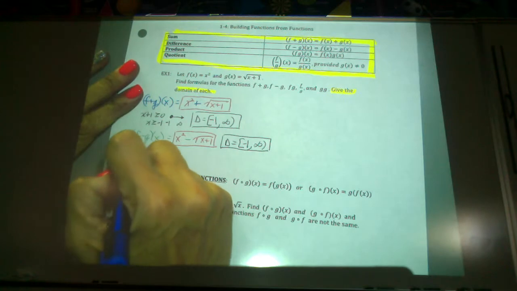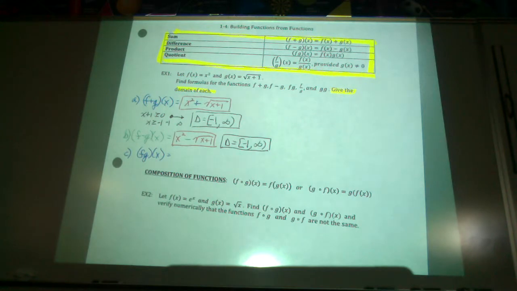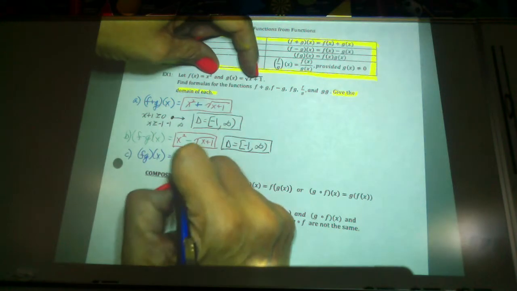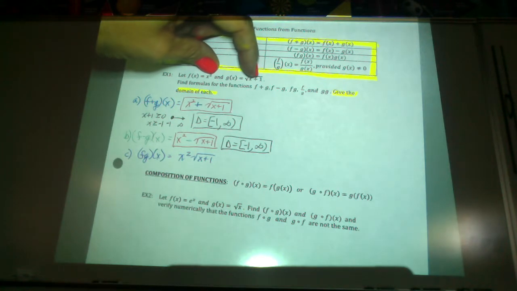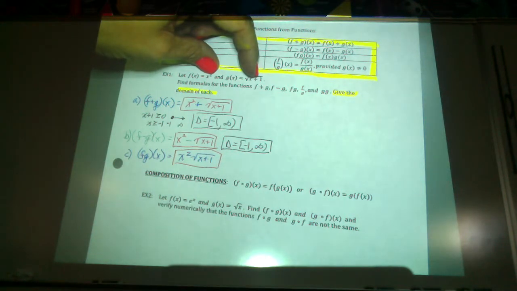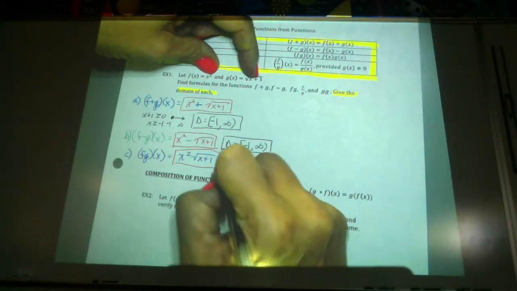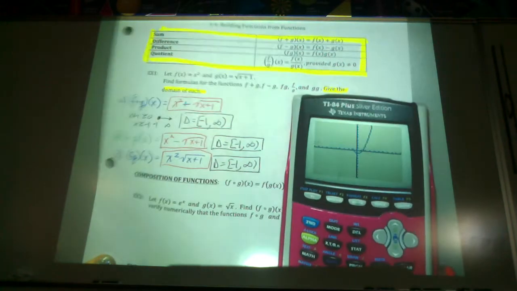multiplying. So if I take f times g of x, I'm going to take the two functions and just multiply them together. This times this. Doesn't that look like x squared times the square root of x plus 1? I cannot distribute the x squared into the radical. I can't simplify this any further. That is the answer. And again, isn't the domain the same? It's the same thing underneath that radical. Nothing's changed. So our domain continues to be negative 1 to positive infinity. And let's check how that looks on the calculator. So that was our graph.